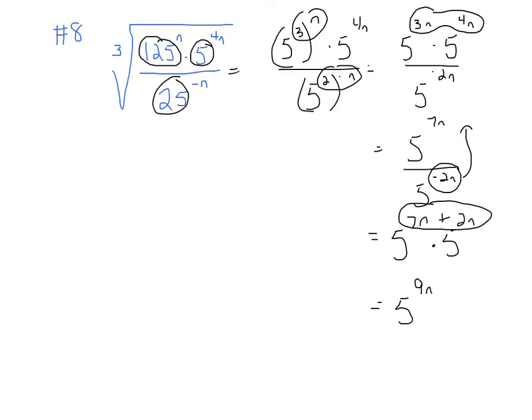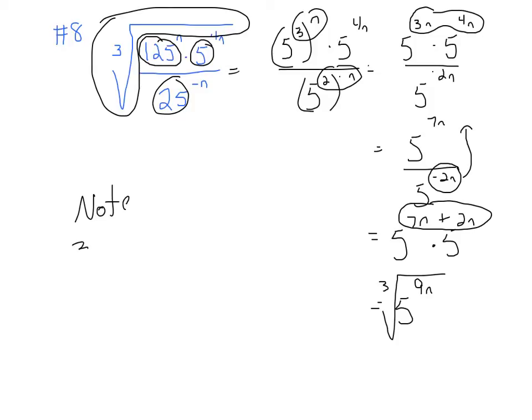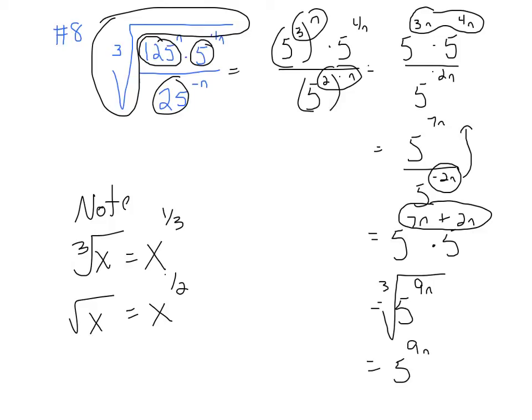Question, are we done? Well, we're not, because we completely left out the fact that this whole thing has a cube root over it. So how does that work? Well, let's think about this. If you'll remember from Algebra 2, I'm going to make a special note here, anything to the cube root is really raised to the 1/3 power, just like the square root is really the 1/2 power. So this is really 5 to the 9n to the 1/3 power.